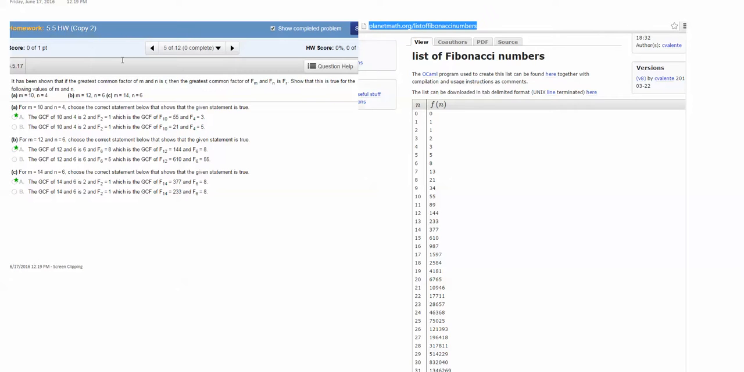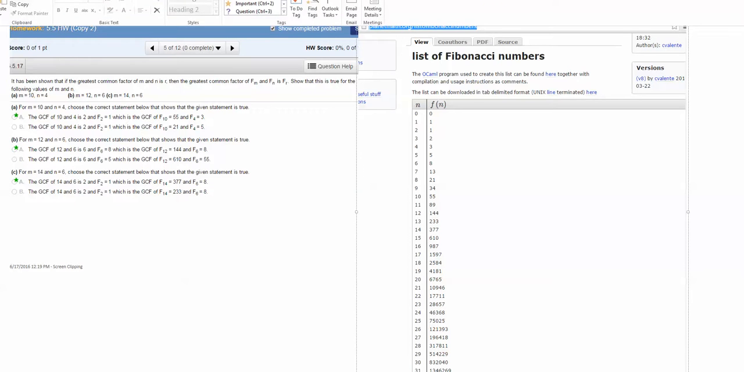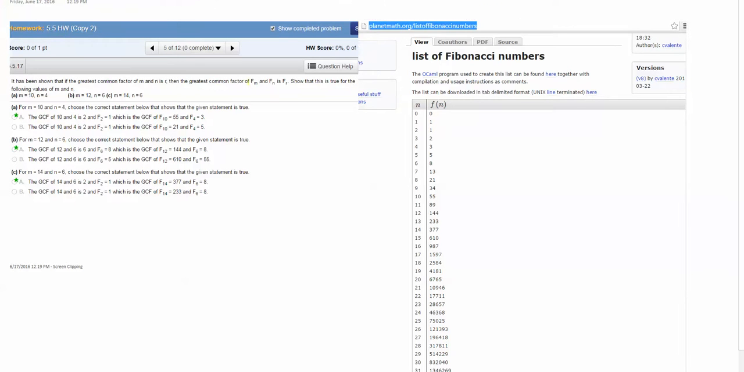This is an example where we are looking at the relationship between greatest common factors of two numbers and then the greatest common factor of the Fibonacci values related to those values. So let's look at the first example here. It has been shown that if the greatest common factor of m and n is r, then the greatest common factor of f sub m and f sub n is f sub r.